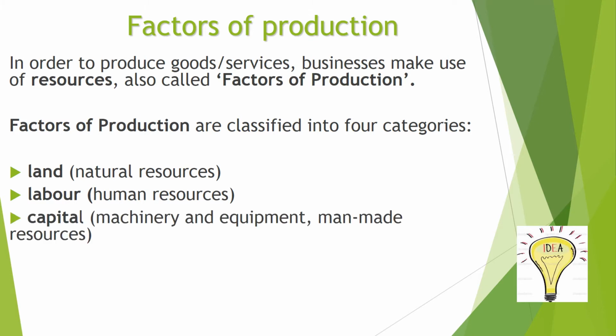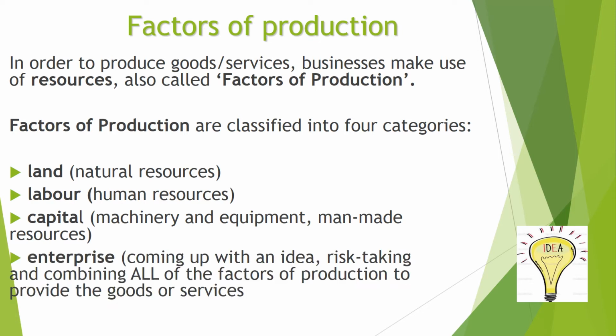Capital, this is machinery, equipment. We call these the man-made resource. Machinery and equipment that businesses need to be able to do their job. So it could be, for example, cement mixers, it could be computers, it could be office equipment, anything like that. And finally, we've got enterprise.